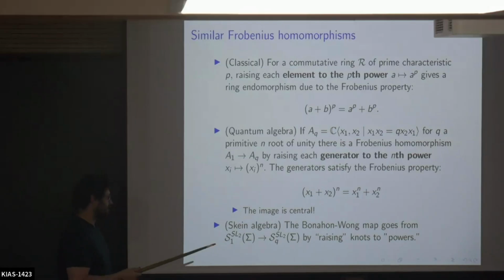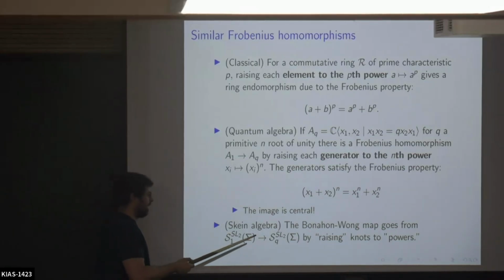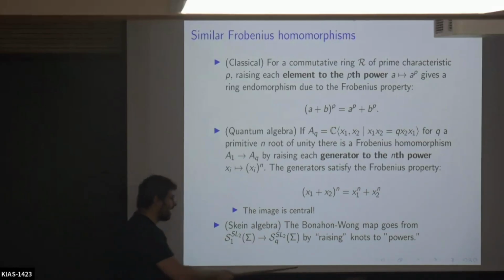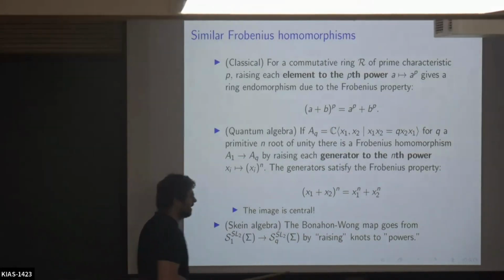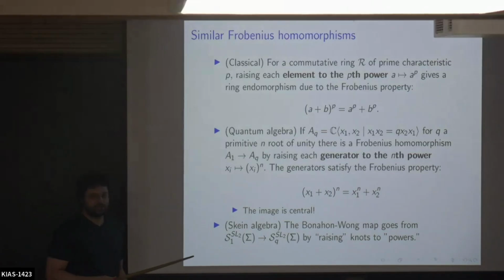For Skein modules or Skein algebras, we want to consider an analog of this to construct central elements. We want it to be a homomorphism, and we want to think of it as raising generators to powers. In our situation, knots are generators of the Skein algebra. But I have these in quotation marks because we won't actually just raise it to a power. We'll do something slightly more complicated than raising it to a power. Okay, so that's the goal.